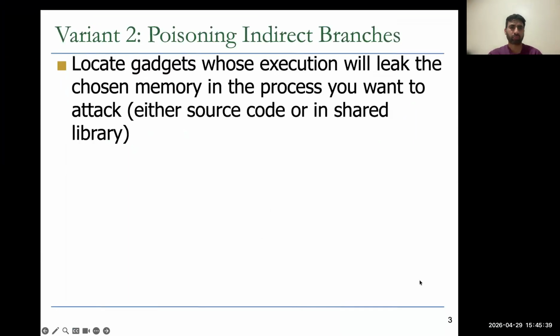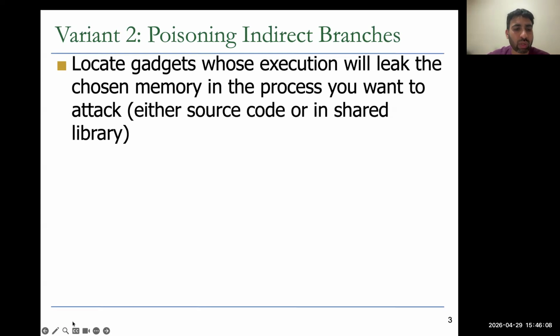Okay, so they discussed two different variants of the Spectre attack. One was the variant where they were mistraining the branch predictor, and the other variant is one where they are mistraining the branch target buffer. So how does variant 2 work, which mistrains the branch target buffer?